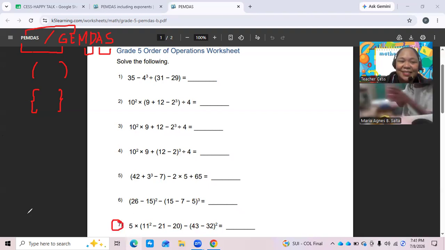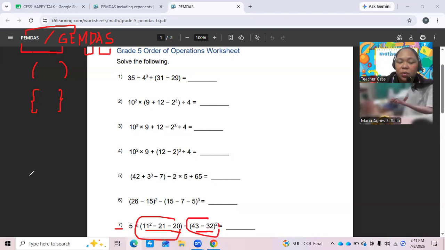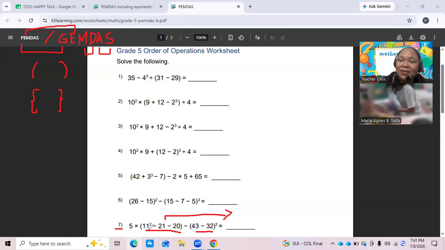Okay, let's see. If you look at the given number 7, what are the numbers inside the parentheses? Do we have parentheses in number 7? Yes, so we have here and here. We can solve the first one, this one. So we will solve the numbers inside the parentheses first. So 11 raised to 2 means 11 times 11. What is that, 11 times 11?